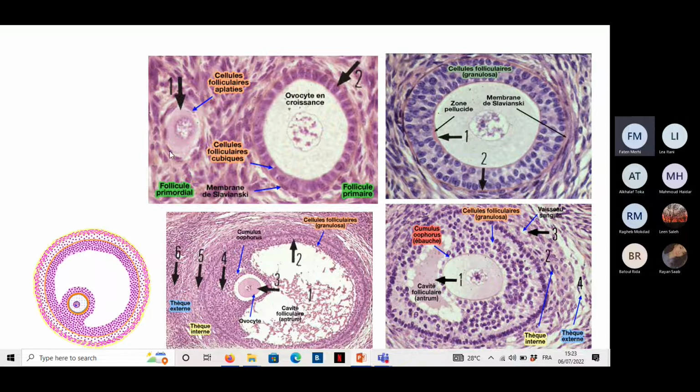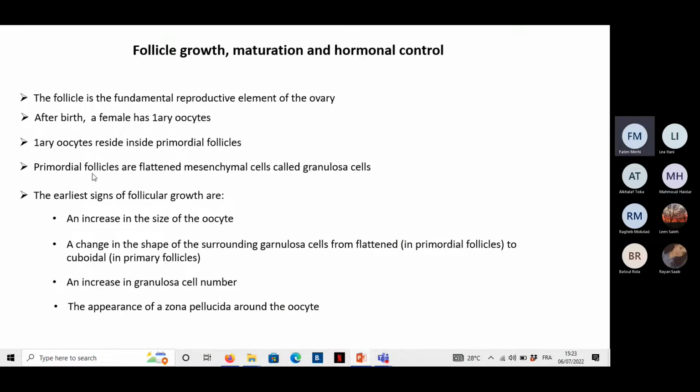So when those follicular cells are flattened, in fact, we call this follicle a primordial follicle, and this is the most immature follicle. Then at later stages of follicular development, we will see that those flattened cells will become cuboidal, and we will have one layer of cuboidal cells, then more than one layer, and other differences. So the most immature one is a primordial follicle, and those primordial follicles have flattened follicular cells called granulosa cells.